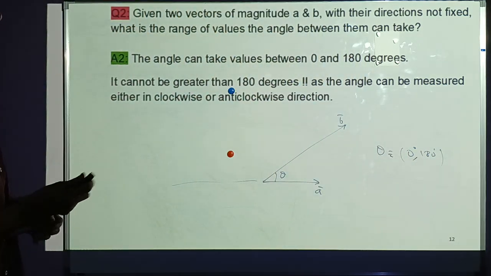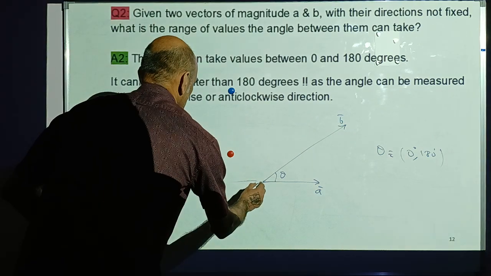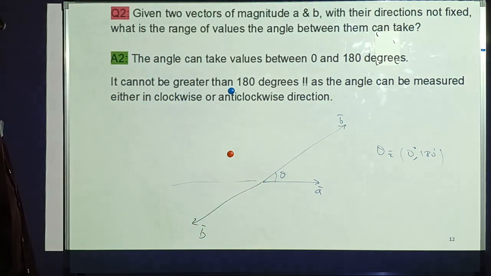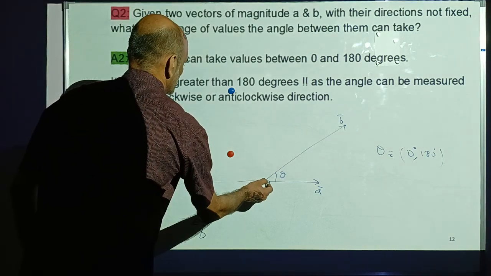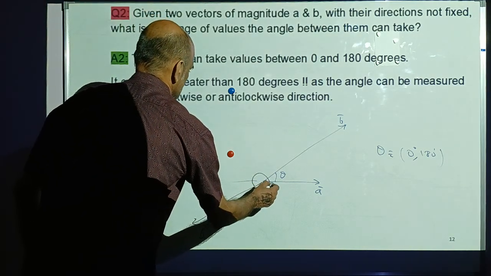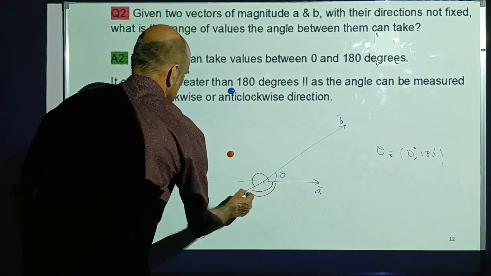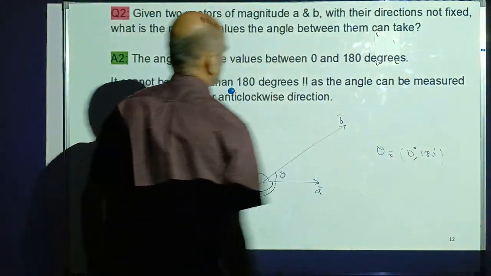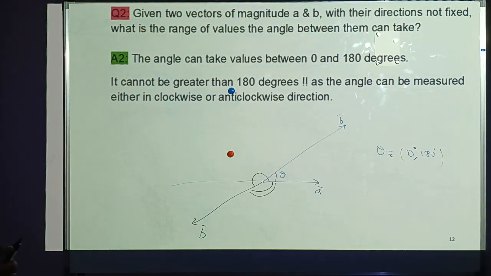If it is greater than 180 degrees, for example, B can also be like this. In that case, instead of saying the angle between A and B is this much, I can say the angle is the shorter angle, this much. So that way I can restrict the angle between the two vectors between 0 and 180. It's not necessary to make it more than 180 because I'll take the shorter angle.